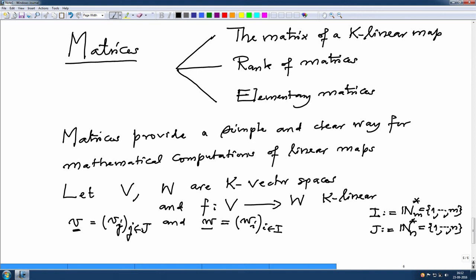So, we have a basis, and then we have noted that f is uniquely determined by its values on a basis, that means f is uniquely determined by this f of Vj, j in J.